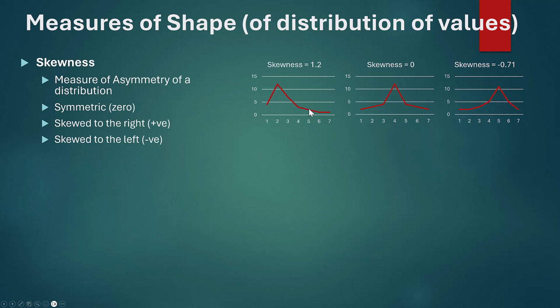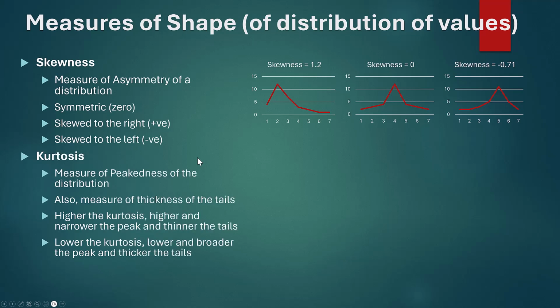This is also called the tail of the distribution. This is the peak of the distribution. If the distribution is skewed to the right, we have a thin right tail. If the distribution is skewed to the left, we have a thin left tail. If there is no skewness, we have equally distributed tails on both sides.